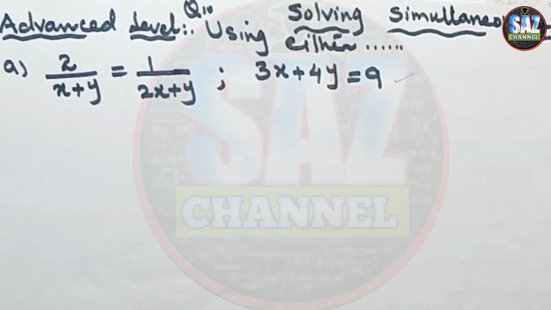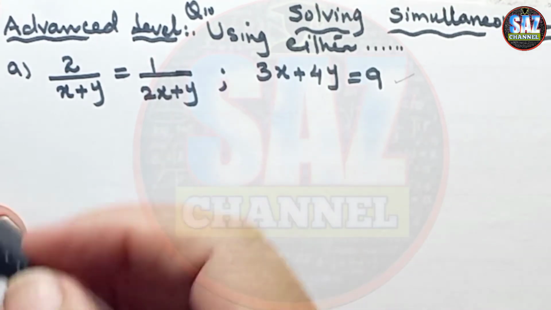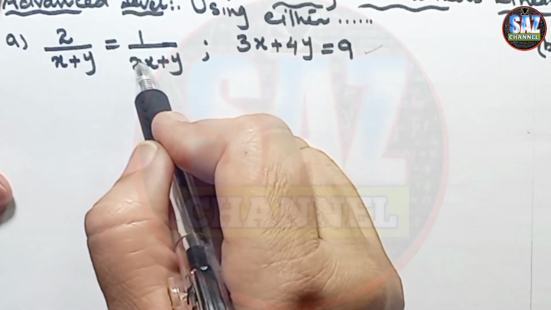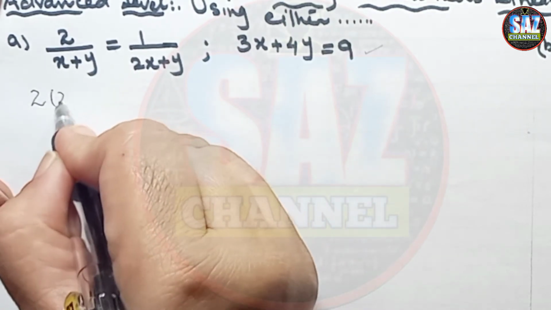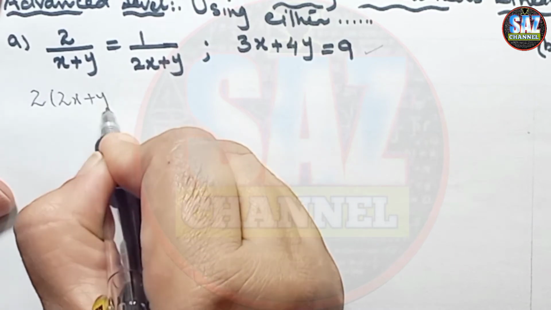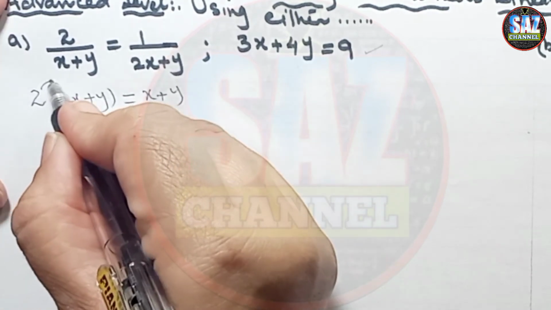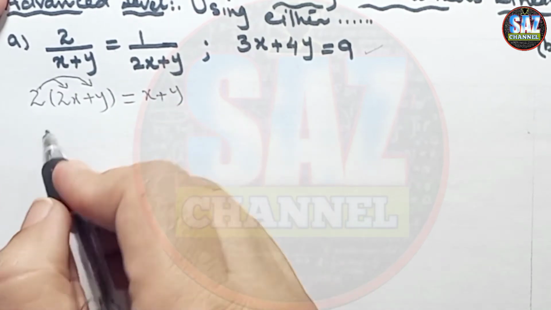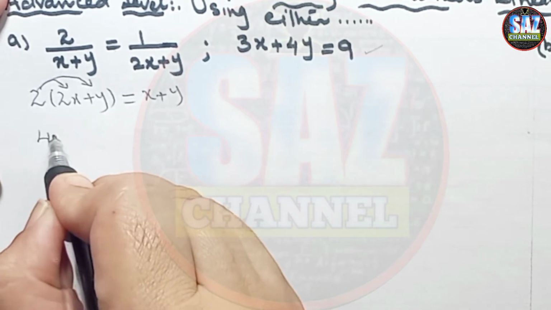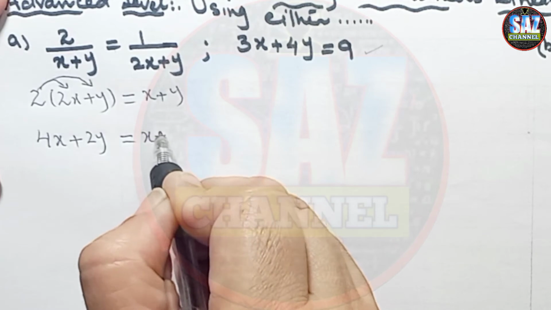So first of all, we have to remove this fraction and make the equation free from fraction. So first of all, we will go for the cross multiplication. So the equation will take the form 2 into 2x plus y equals x plus y. Now apply the distributive property carefully, so that this 2 is multiplied with every term inside the bracket. It will take the form 4x plus 2y equals x plus y.